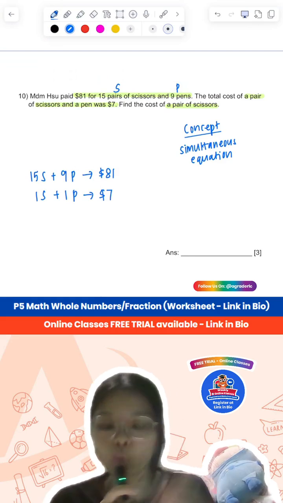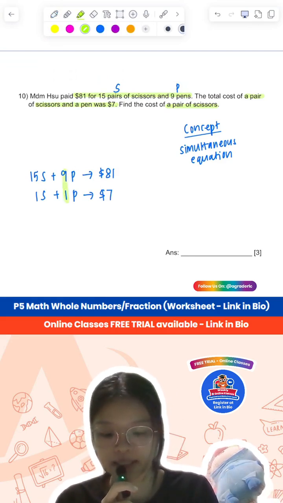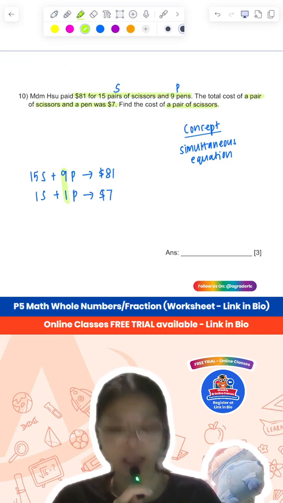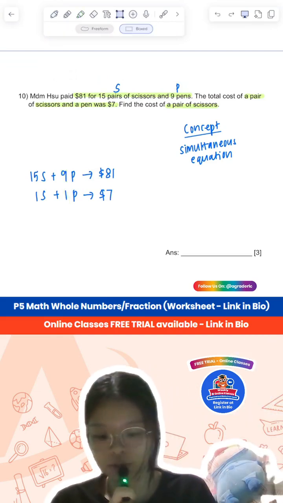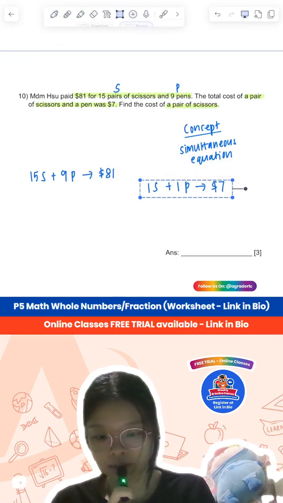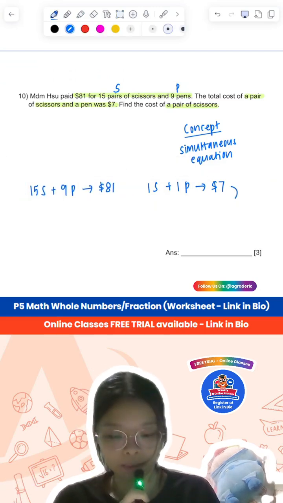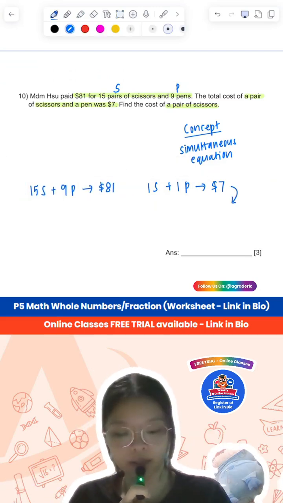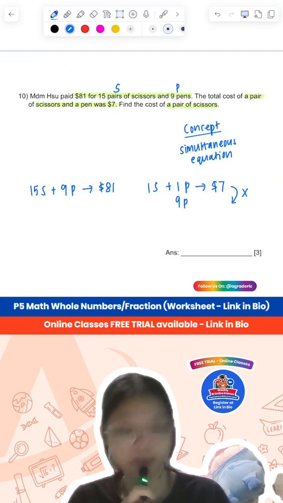Okay, so now I want to find the cost of a scissors. If I want to find scissors, I'm going to make my pens the same number. When they are the same, I can now remove them. Let me show you how to do it. I'll put them here so that it's easy for us to work around. So I'm gonna multiply this by what? Can you tell me what I should multiply this by? I want to turn this into 9 pens also.